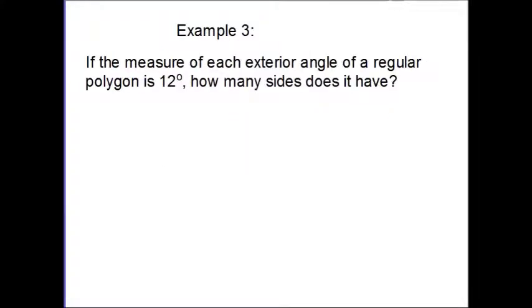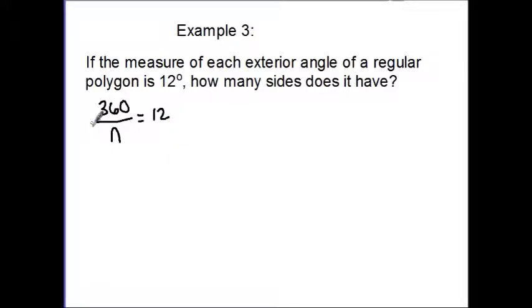For our next example, if the measure of each exterior angle of a regular polygon is 12 degrees, how many sides does it have? So we're going to be working backwards on this. So here we go. The exterior angle formula is 360 divided by the number of sides. In this case, we don't know. We're going to leave it n. Lets us know what each exterior angle is. In this case, it's 12.